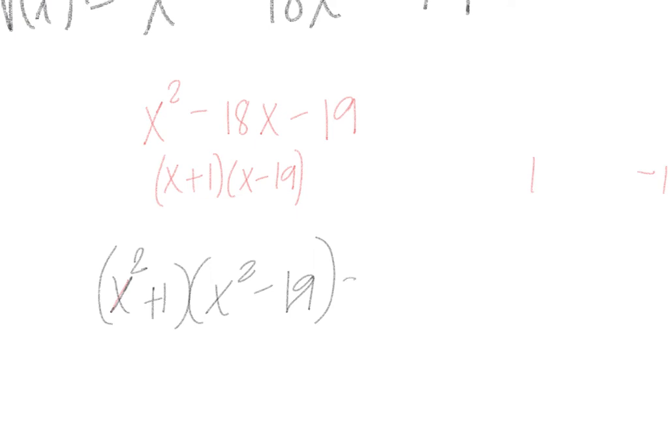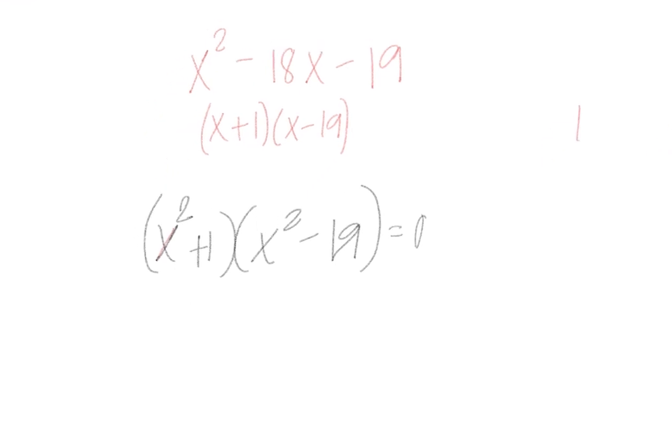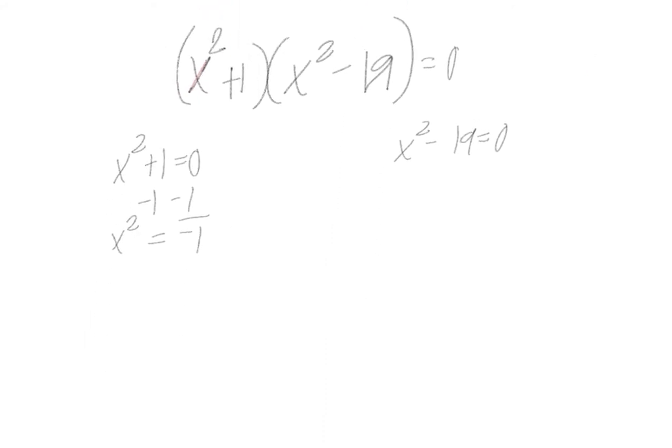So now we're going to set these equal to 0. X squared plus 1 equals 0, and x squared minus 19 equals 0. So let's get x squared by itself. That's negative 1 equals x squared. That's great, but I need x, not x squared.